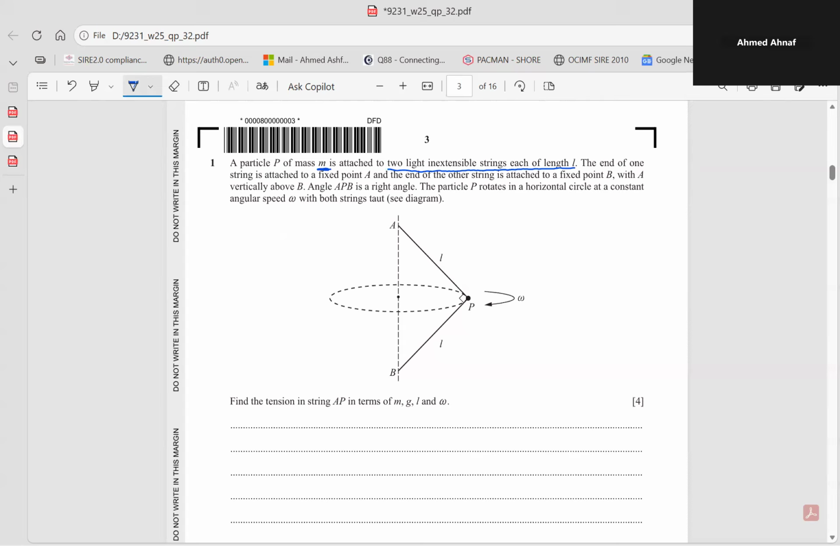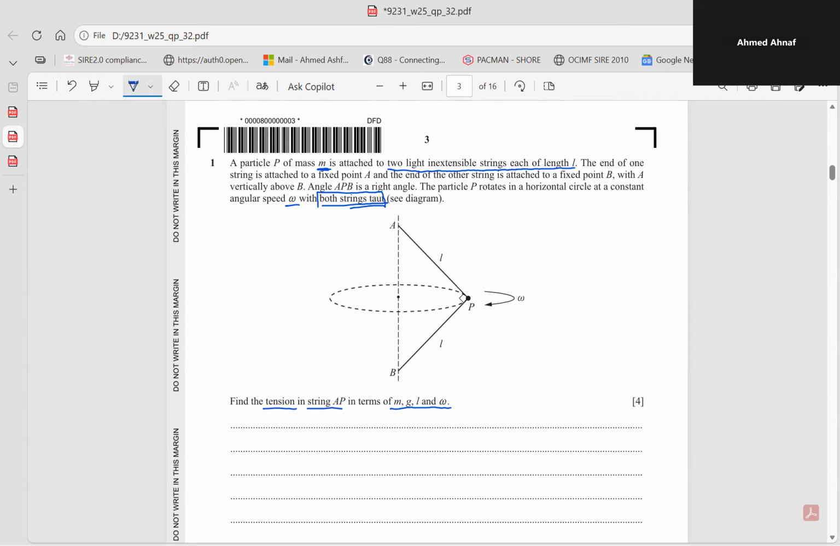The particle P rotates in a horizontal circle at a constant angular speed omega with both strings taut. Taut means that the tension is not zero for both of the strings. So that's all the info we have, and using this, we need to find the tension in string AP in terms of m, g, L, and omega. First things first, let's draw a free body diagram of the particle P.